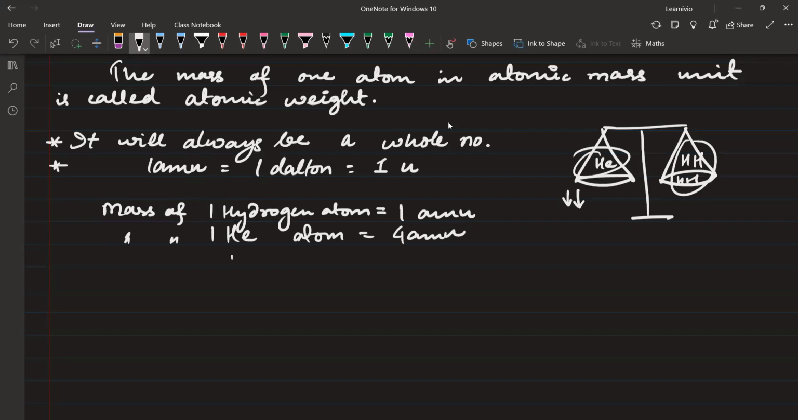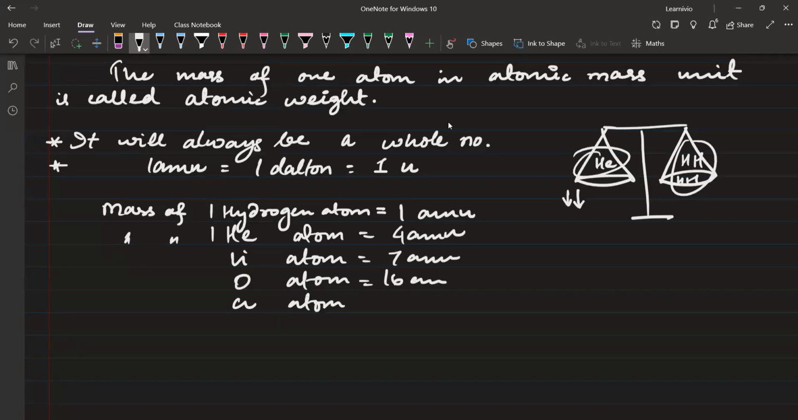Similarly, we did the same thing for lithium atom, and we got the mass as 7 AMU. We did the same thing for oxygen atom, and we got it as 16 AMU. Same thing we did for carbon atom, and we got it as 12 AMU. So this is how we got all the different atomic mass units. But then came a problem. Have you heard this word isotope by any chance?